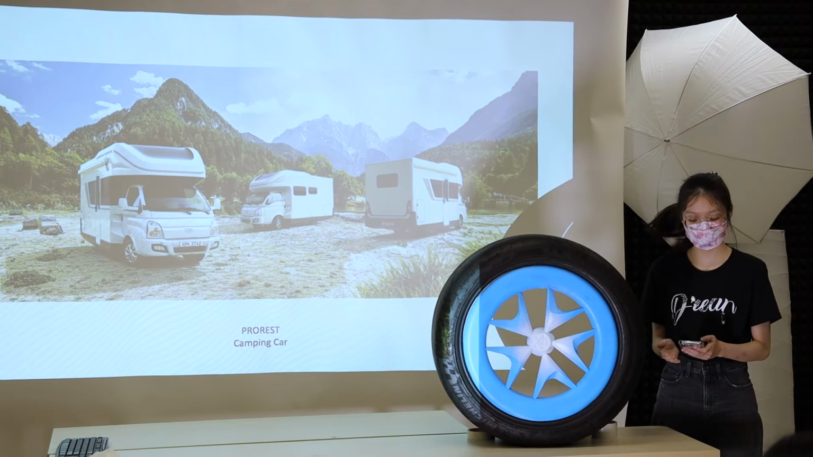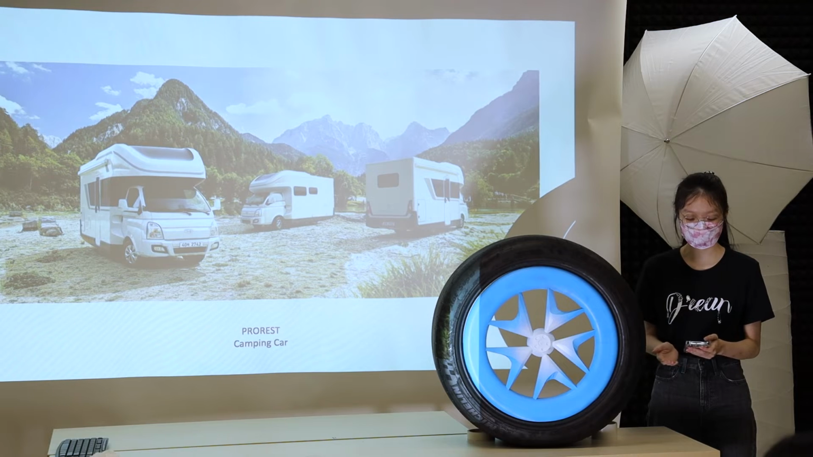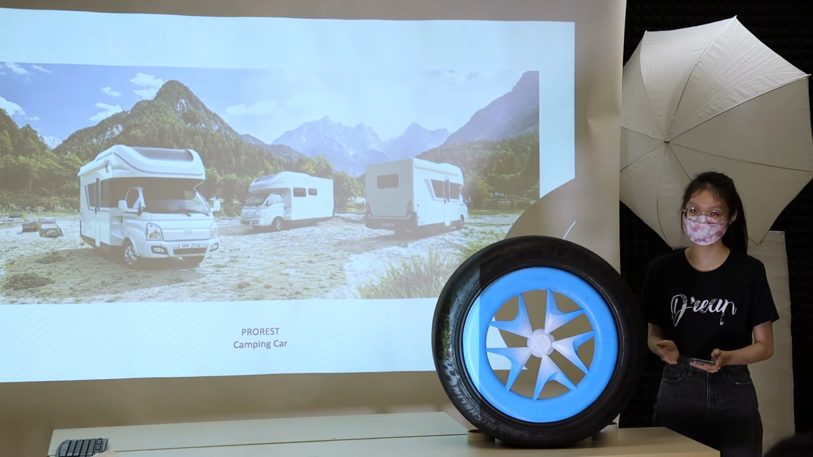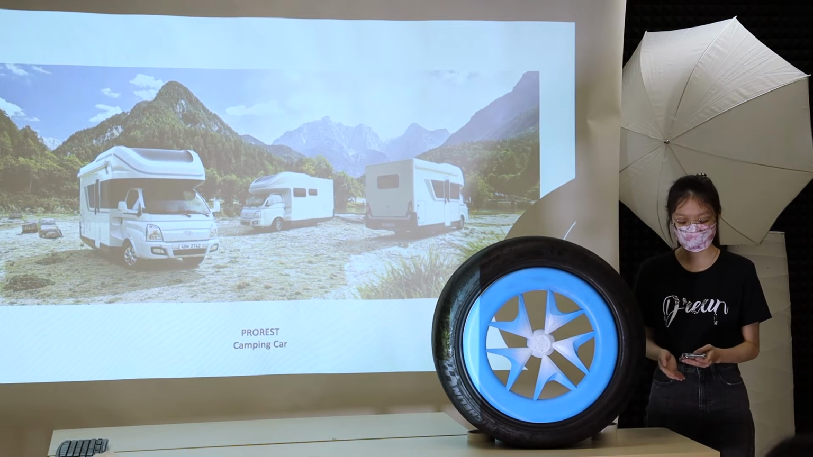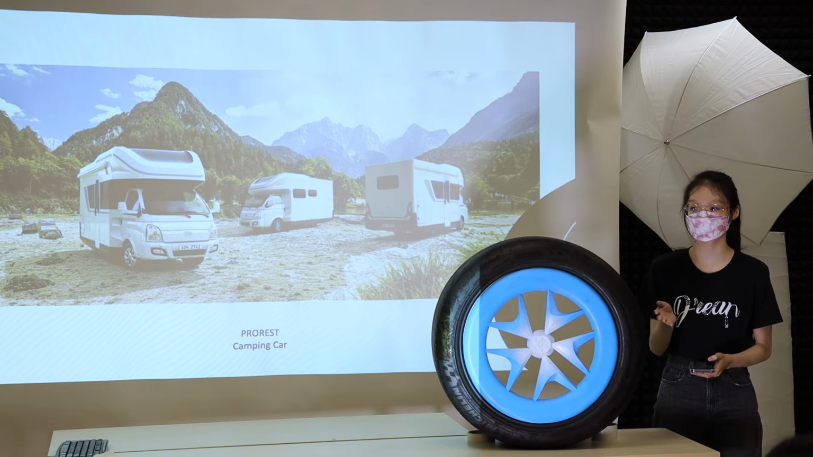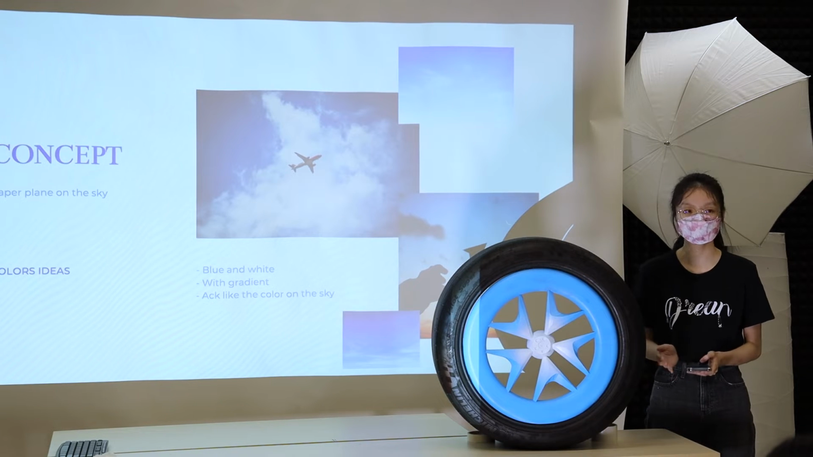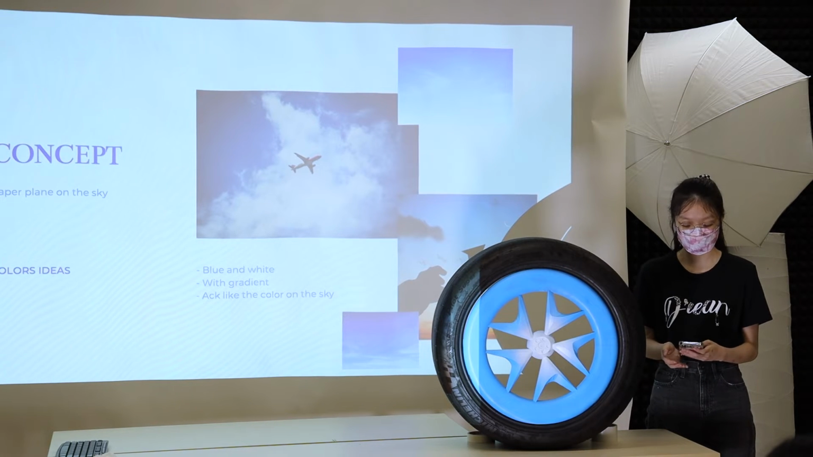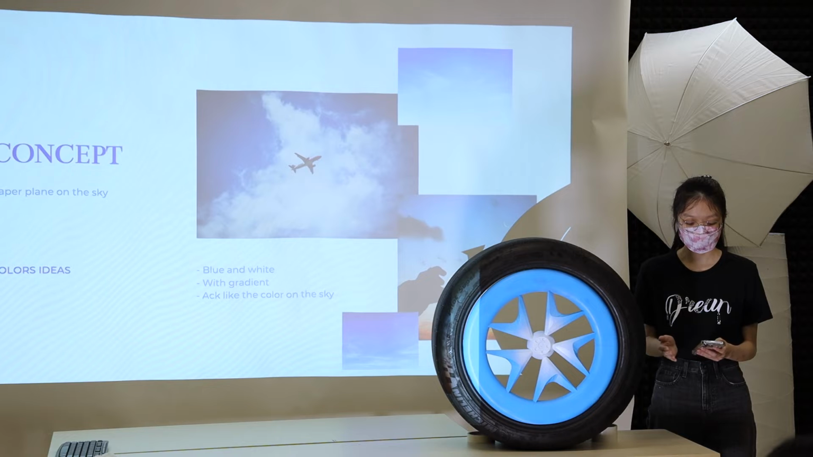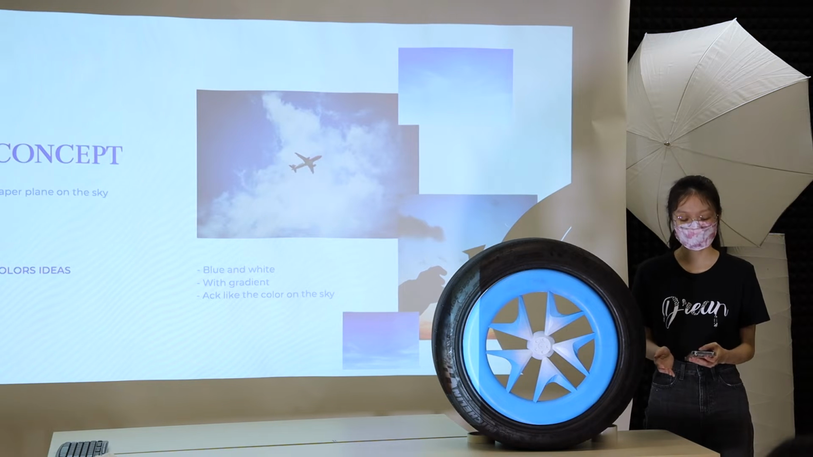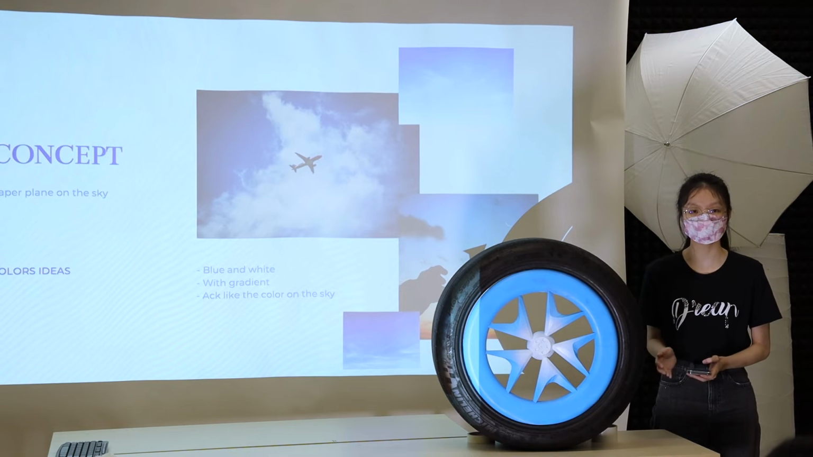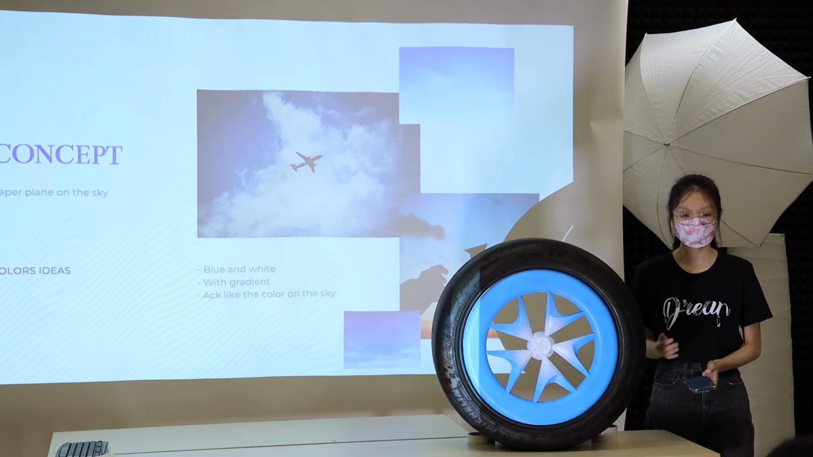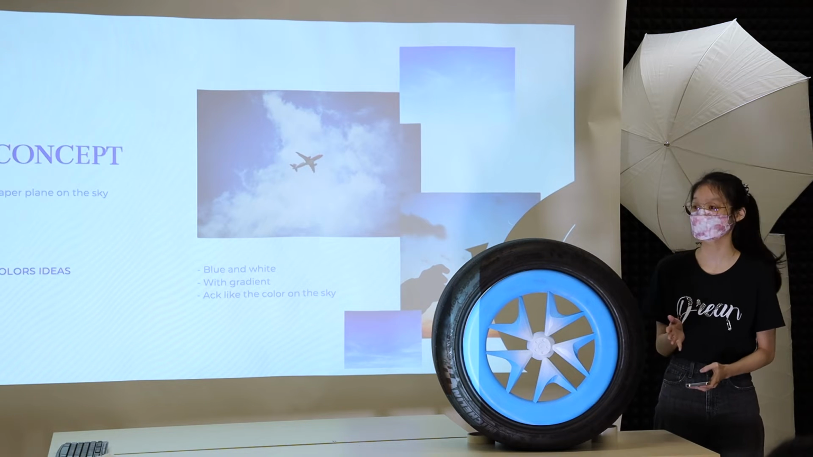I select Progress, which is a camping car. It aims to provide a convenient environment for users to travel. My concept is about a paper plane flying in the sky, which represents traveling and airplanes. Therefore, the color ideas will be blue and white to outline the sky.